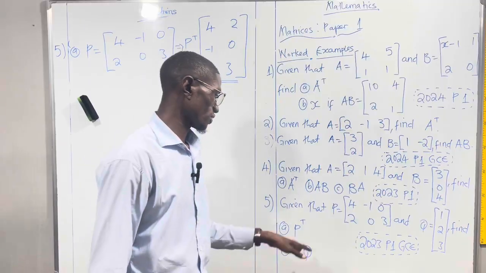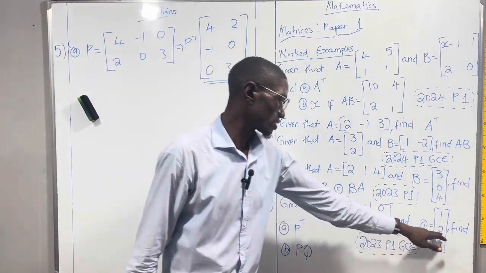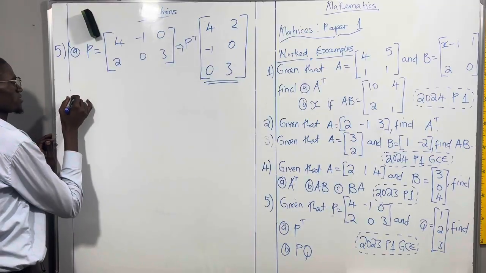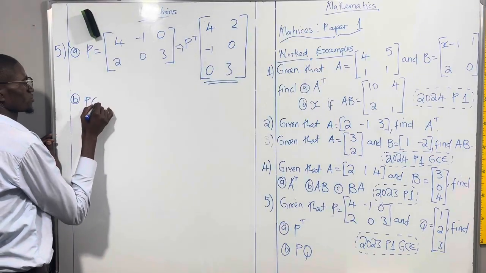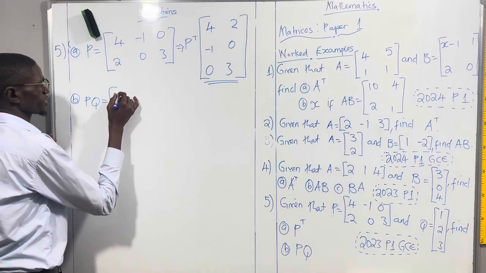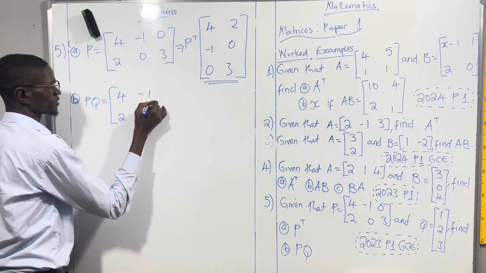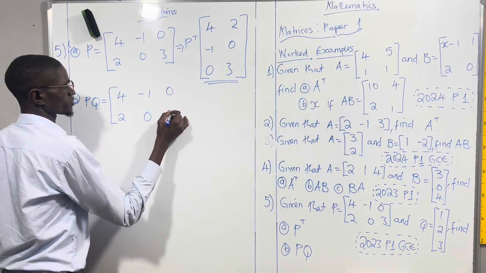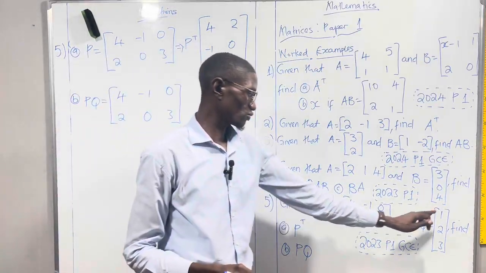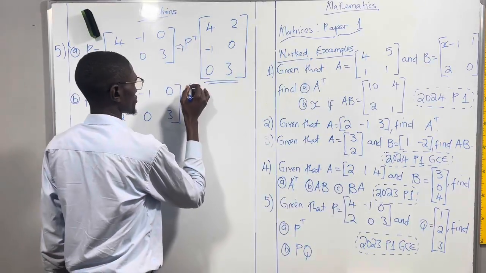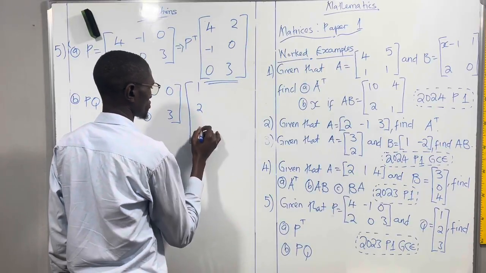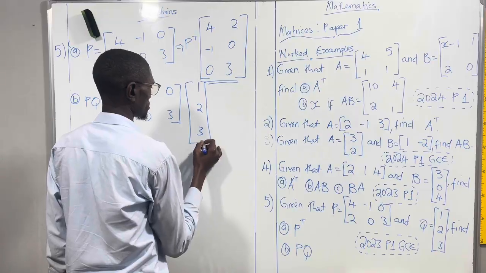Find PQ. Okay, P times Q. This matrix times that matrix. So I'm going to say PQ is equal to, what is P? P is that one up there: 4, 2, negative 1, 0, 0, 3, by Q, which is 1, 2, 3. Like that.